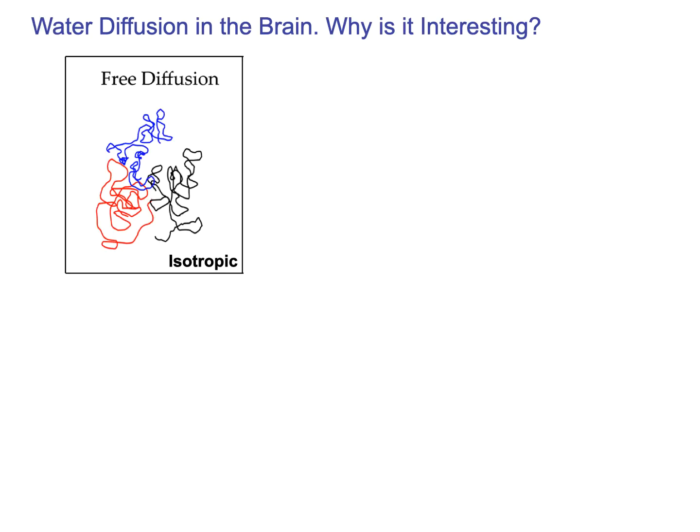So why are we interested in water diffusion in the brain? Well, we're not interested in water diffusion in and of itself. Rather, water diffusion is interesting because it tells us something about the local microstructure of the tissue. For example, in a part of the brain where we have free diffusion, such as the CSF, where water diffuses freely and equally in all directions, we would expect to be able to measure water molecules a long way from where they started. So diffusion in this tissue is isotropic because it moves equally in all directions.